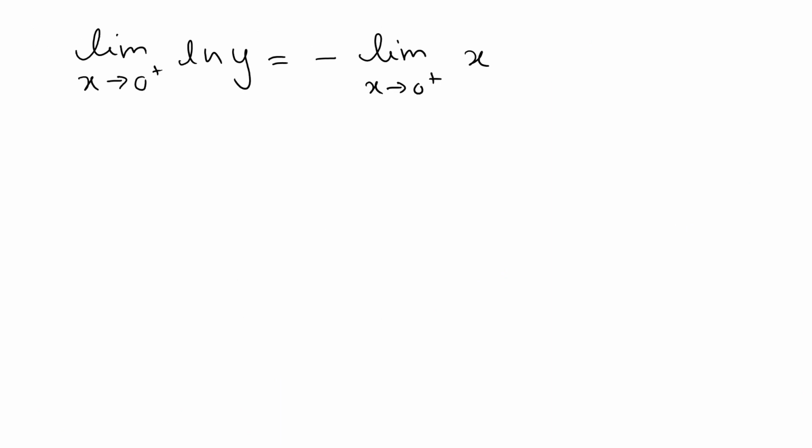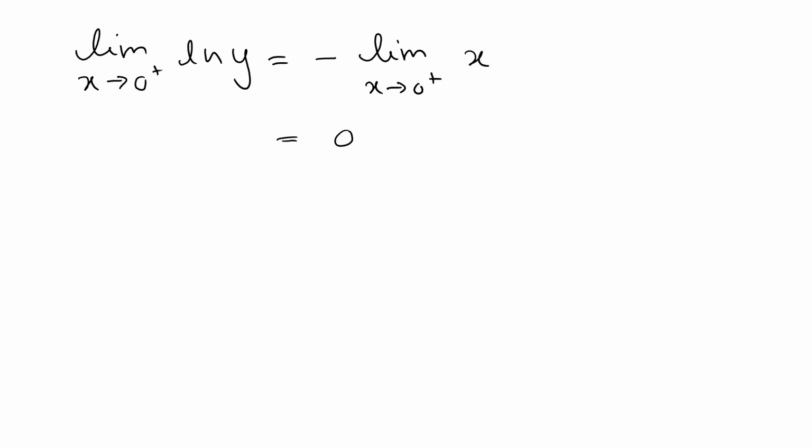So you get the limit as x goes to 0 plus of ln y equals negative, I pull the negative sign out, and you can see it simplifies to simply x. Now when x goes to 0, you know that this is going to go to 0. So we found the limit.